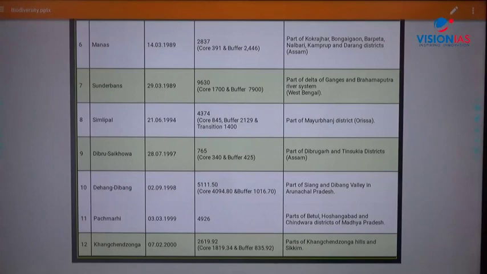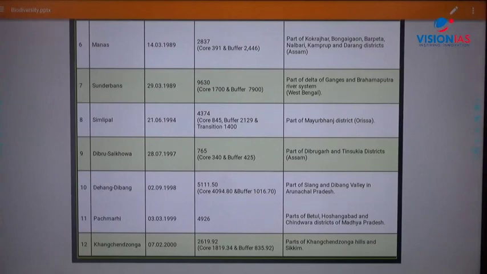In the Assam plains, there are two types: the Upper Assam Plains and the Lower Assam Plains. What are the Lower Assam Plains? They include districts like Kokrajhar, Bongaigaon, Barpeta, Nalbari, Kamrup, Darang. All of these areas come under the Manas Biosphere Reserve.